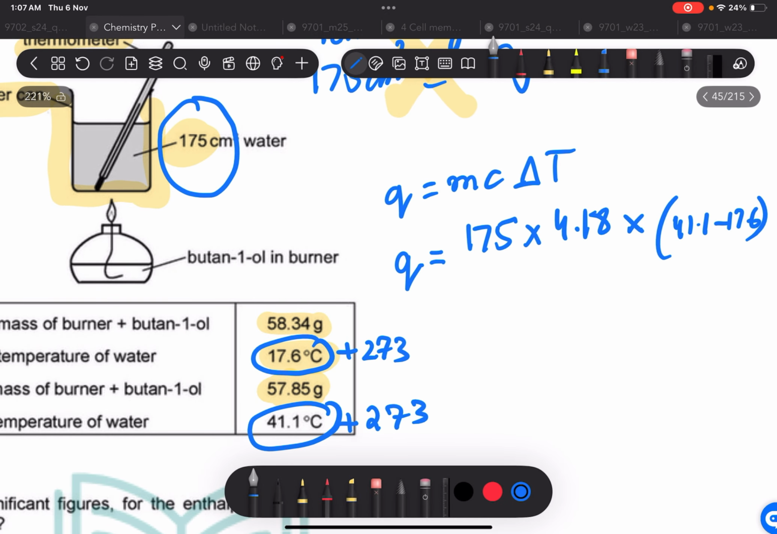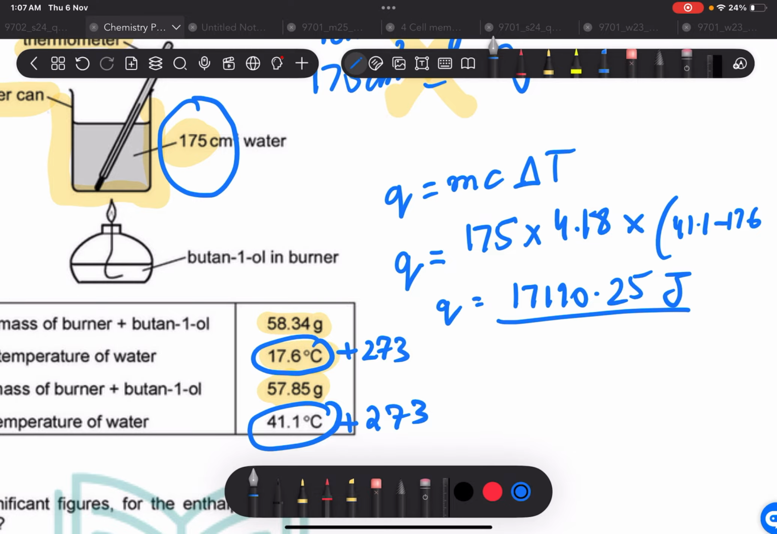And I'm going to plug this entire thing into my calculator and find the value. 175 multiplied by 4.18 multiplied by 41.1 minus 17.6, and this gives me a value of 17190.25 joules. Now what do I do? I find the moles of butan-1-ol. Why do I find the moles of butan-1-ol?